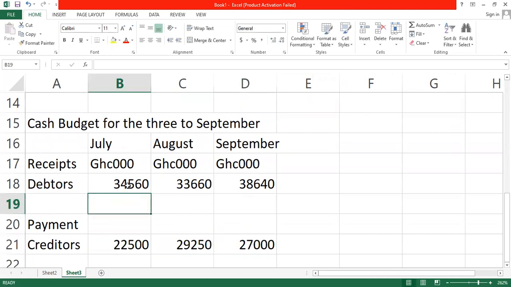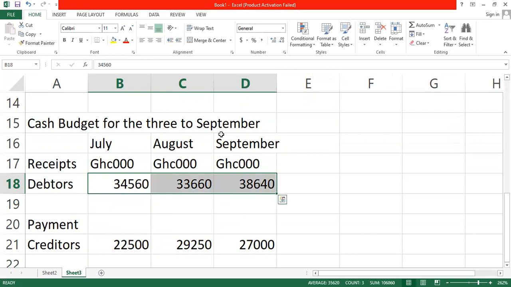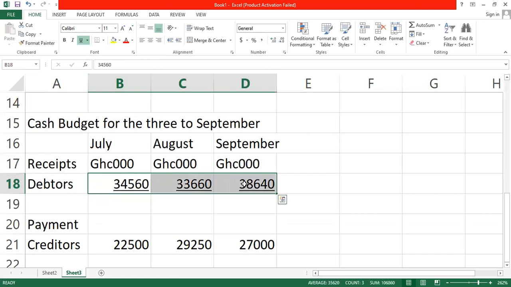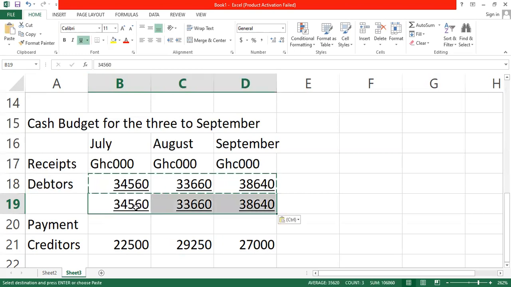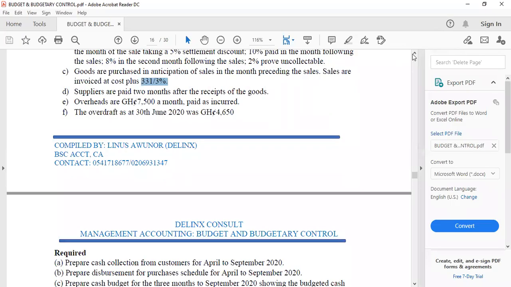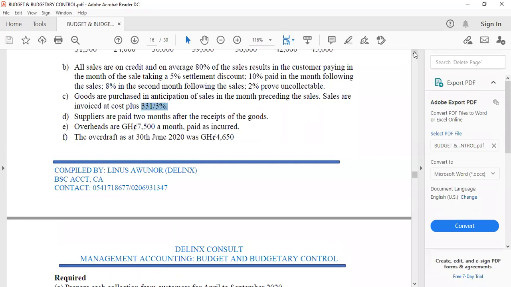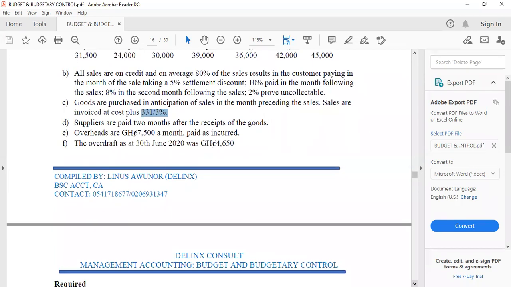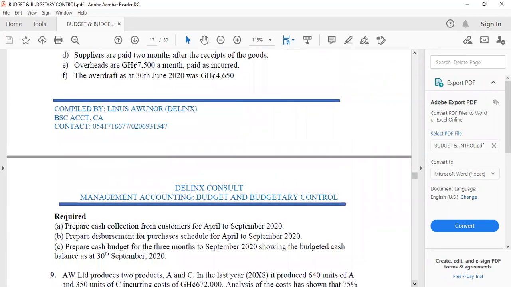This one, you can make it total receipts. Let's make it total receipts. Are we having any other payments that we are going to make from the question? Yes, the overheads are paid as incurred.